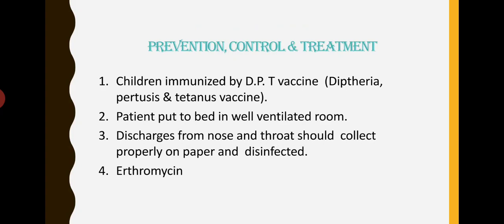Whooping cough can be prevented by immunization of children with the DPT vaccine. DPT means diphtheria, pertussis, and tetanus. This is a combined vaccine, called the DPT vaccine, and it gives protection to children against diphtheria, pertussis, and tetanus. Understand? So when children are immunized with this vaccine, they are less susceptible to this disease.